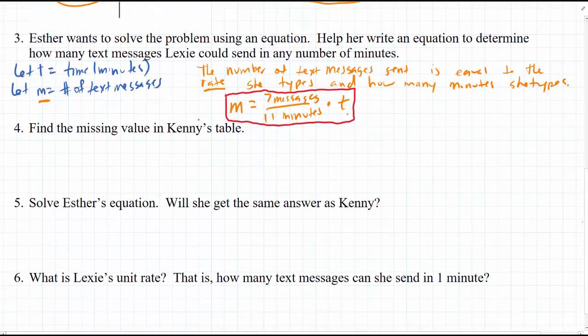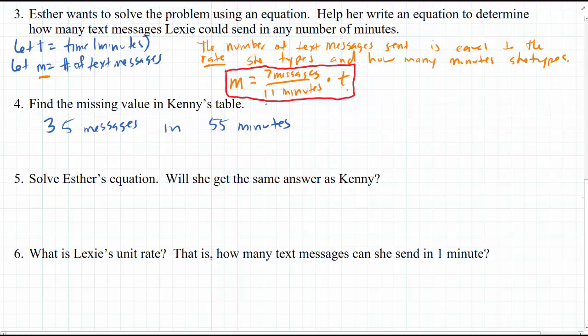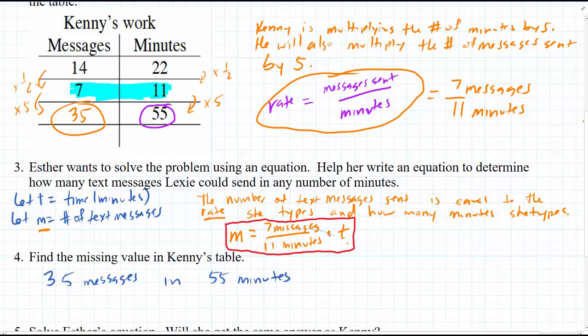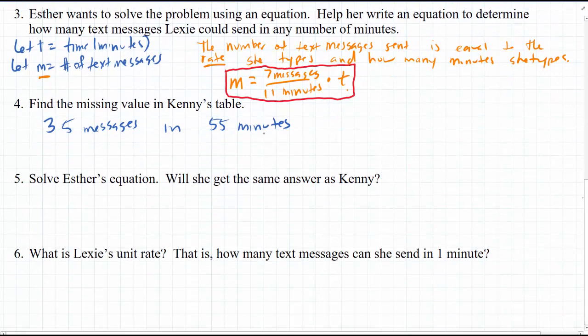Okay, so as far as finding the missing value in Kenny's table, we already did that. That was 35 messages in 55 minutes. Okay, we found that earlier in part B. Okay, so let's go and solve Esther's equation. Will she get the same answer as Kenny? Well, Esther's equation we can't solve if we have two unknown variables, but we have a known variable. We're looking for the 55 minutes. So we know what t is. We know how much time has passed. We know that t equals 55 because 55 minutes have passed. So let's go and use that equation.